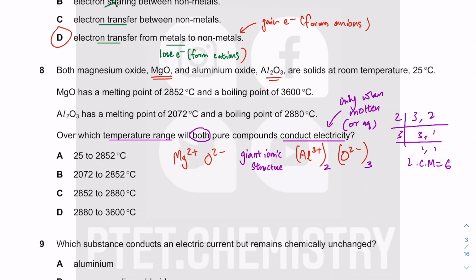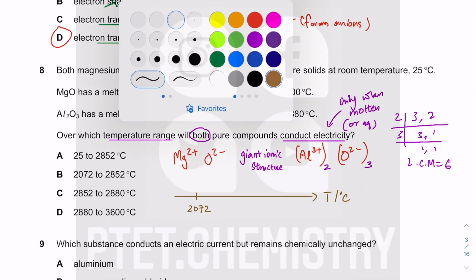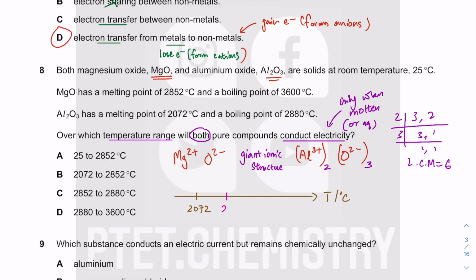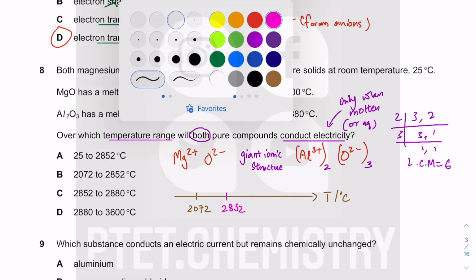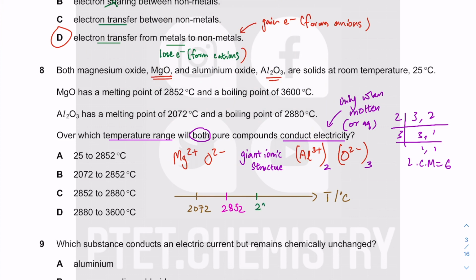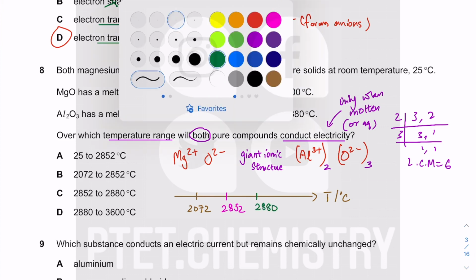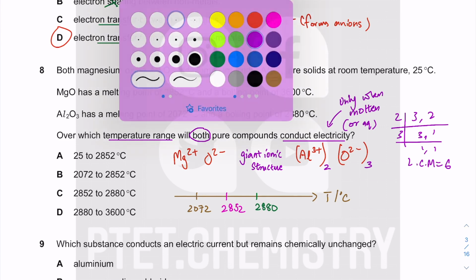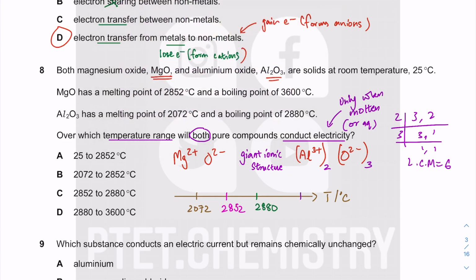So this must be molten. We are looking at melting point and boiling point. We want both of them to be present. So if I have temperature, let me put in some value, 2072. Let me use a different color. After that is 2852. Let me again use a different color. These are not drawn to scale, obviously, but they are drawn from the lowest to the highest, such that they will make sense. From lowest to highest, it's 3600.